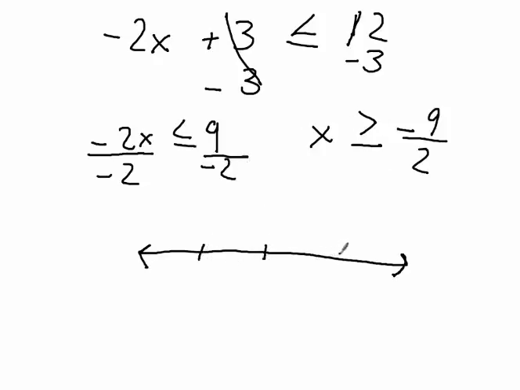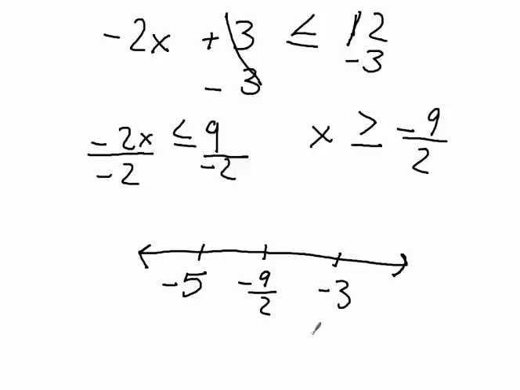Okay, so we have negative 9/2. Negative 9/2 comes out to negative 4.5. So a number less than that would be negative 5. A number greater than that would be negative 3. It doesn't matter how far away each of these numbers are, as long as this one is less than the number we care about, this one is greater than the number we care about.